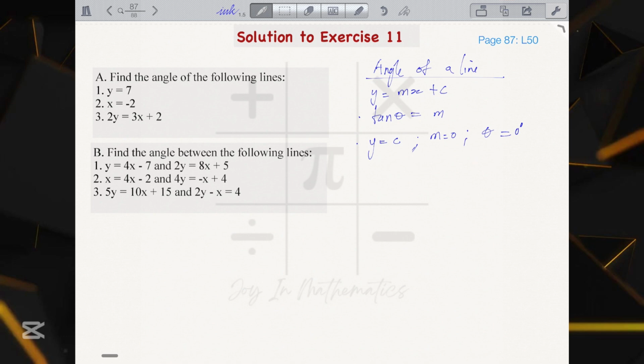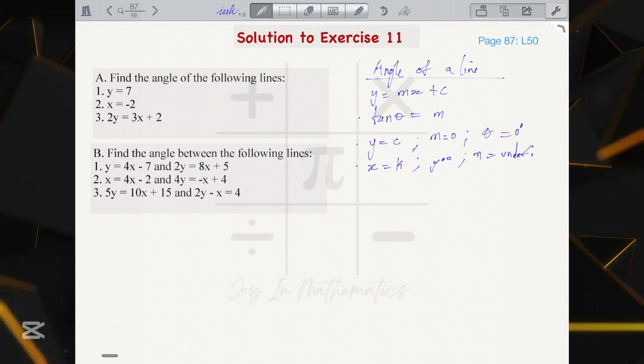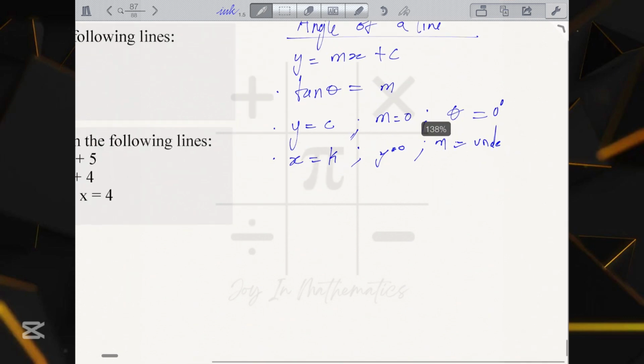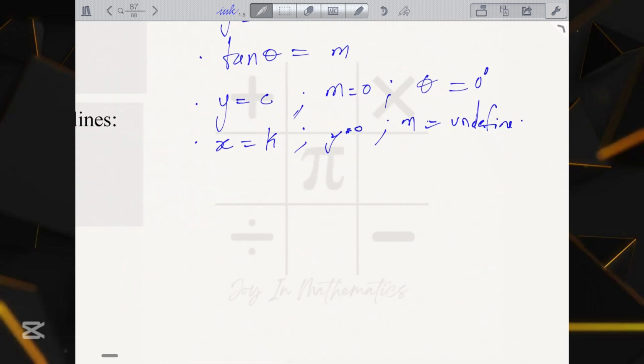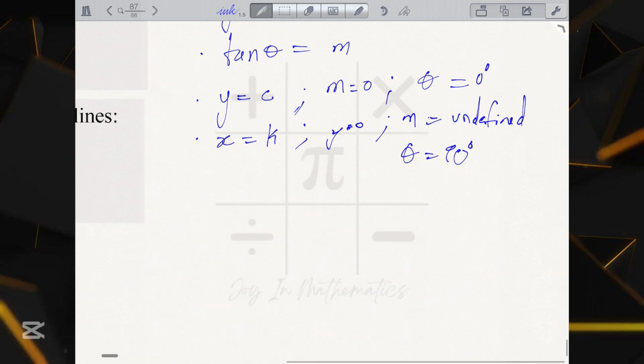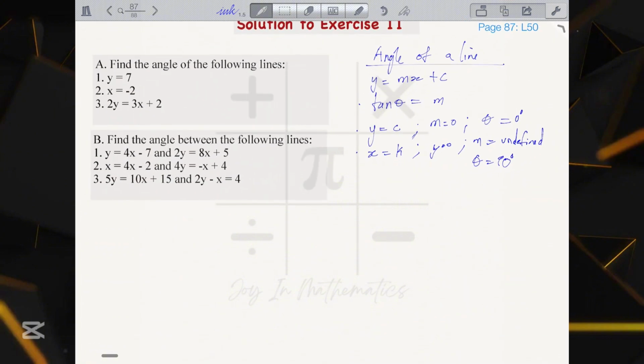Moving on, if you have a vertical line of x is equals to k, and if x is equals to k, m is undefined. And if m is undefined, our theta is equals to 90 degrees. Now, this is for the angle of a line.